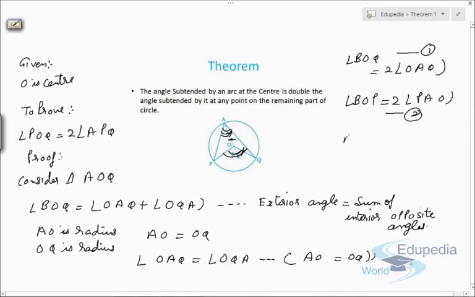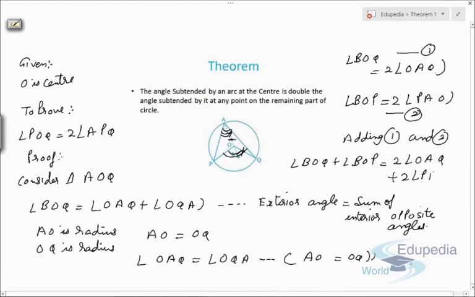Now we can say that adding 1 and 2, what we get? Angle BOQ plus angle BOP is 2 times angle OAQ plus 2 times angle PAO, right? Means BOQ, this angle, plus this angle equals 2 times angle OAQ, this angle, plus this angle, right? Now we can say that angle BOQ plus angle BOP will be angle POQ.